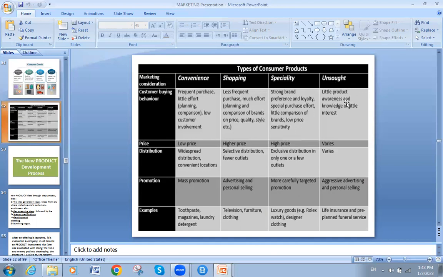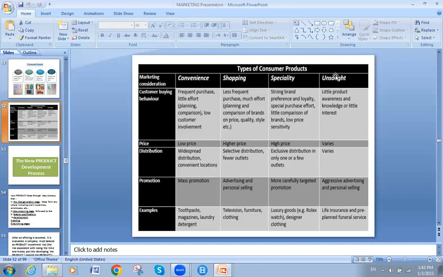Unsought: little product awareness and knowledge, or little interest. Distribution: for convenience goods, we use channels of distribution. Prices: for convenience goods, the price is very low, like when you buy one piece of soap or cigarettes. Shopping: one pair of pants is higher in price than a newspaper. Specialty: those are high prices, because you ride a Rolls Royce.